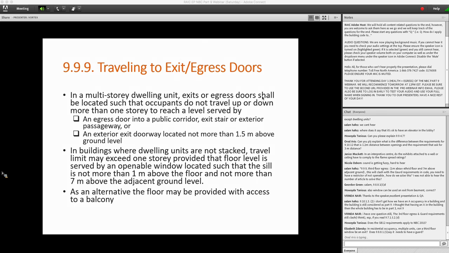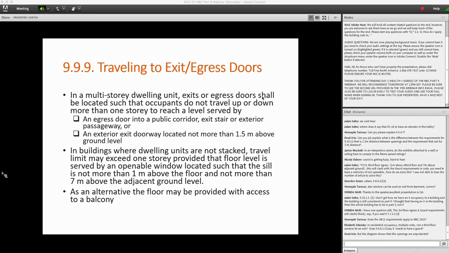In an interpretive center, do the exhibits attached to a wall or ceiling have to comply with the flame spread ratings? So that's a tricky question. Hold on a second, please.